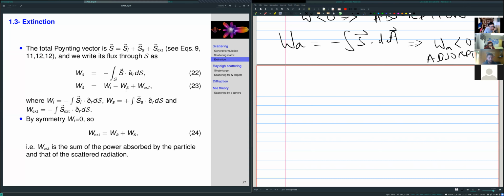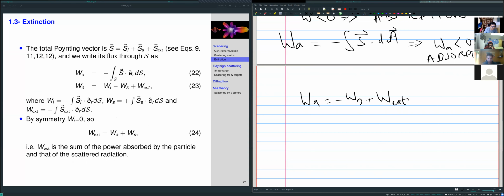Now we plug this in, and we remember that the flux of the incident beam through a closed surface is going to be 0, because there are no sources or sinks in the absence of an obstacle. So this is 0 by symmetry also. So this one is 0, and we are left with WA. WA is minus WS plus W crosstalk, this extinction term.